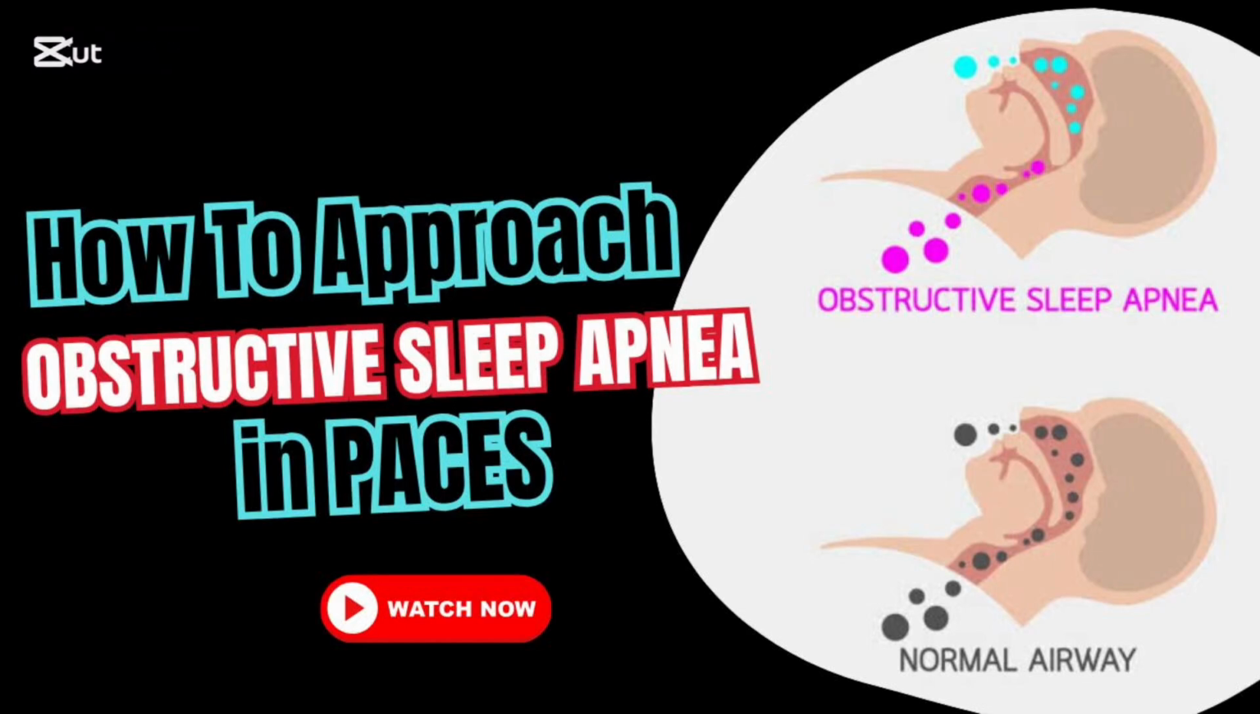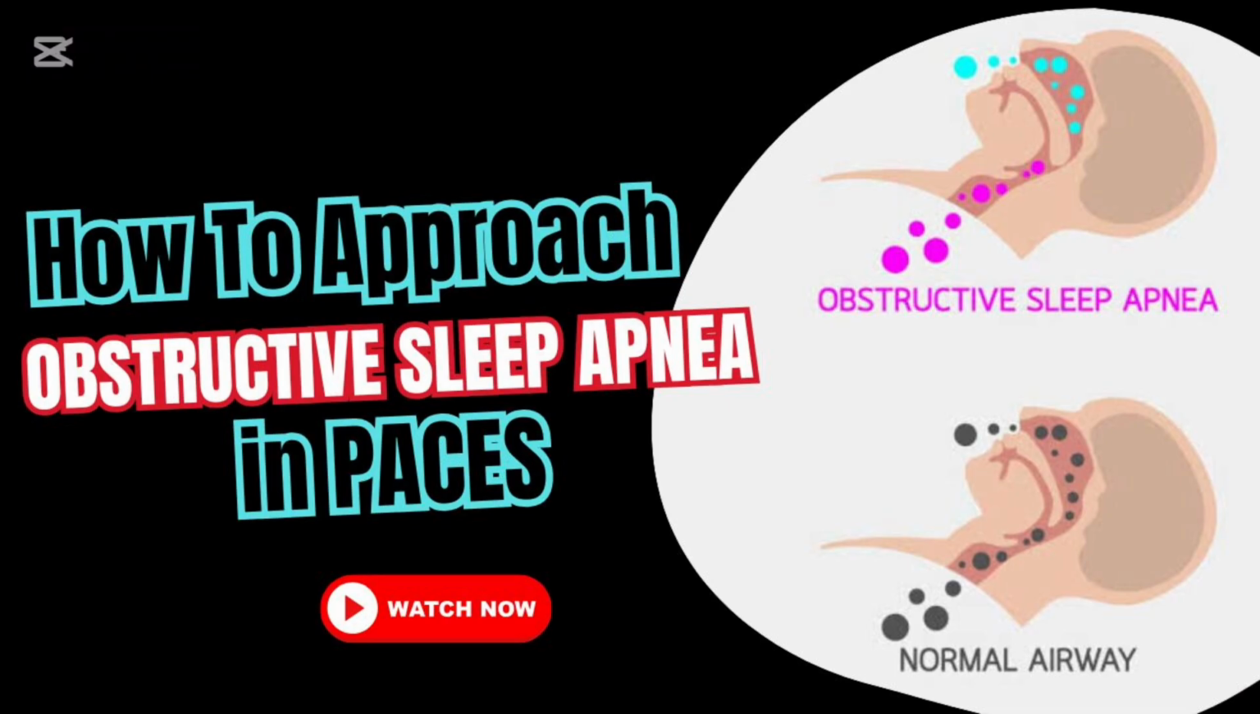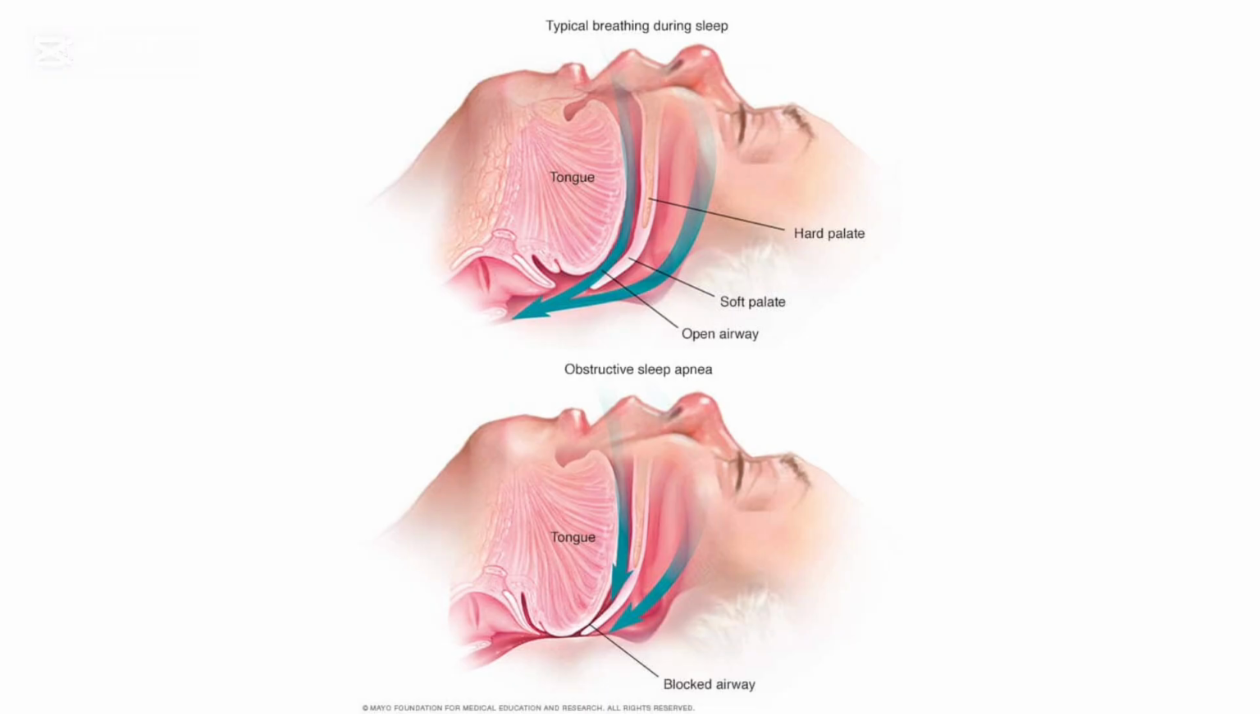How to approach a case of sleep apnea. There are three types of sleep apneas. One is obstructive sleep apnea, number two is central sleep apnea, and number three is mixed obstructive and central sleep apnea. We will not go into the details of these, not asked in the exam.